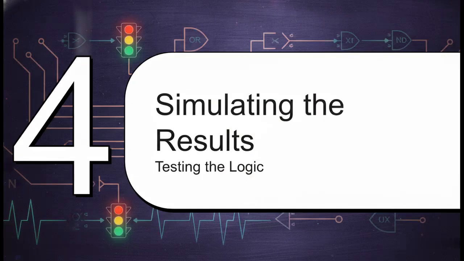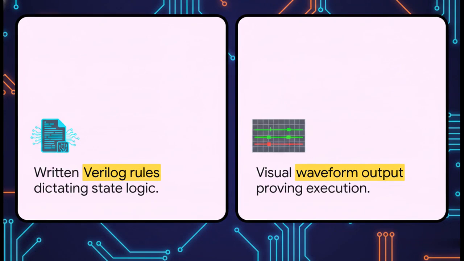We've written the rules, but Section 4 is where we prove it, simulating the results and testing the logic. Before we put this code onto a physical microchip, we need to know for absolute certain that it actually works. To do that, engineers use what's called a test bench program. This provides a virtual clock signal and a reset signal to test the controller's functionality.